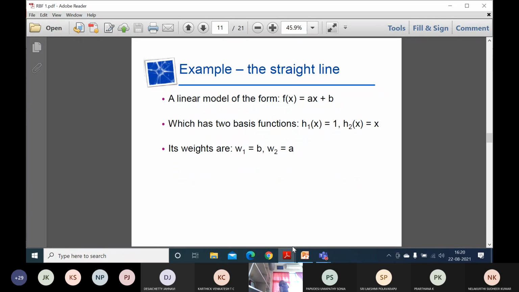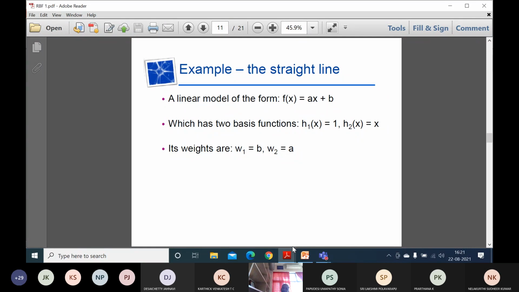And the next one is, some example they are giving for a linear model. So f of x can be expressed. If I want to express f of x for a straight line, I may express f of x equal to ax plus b. That is considered as a linear model.